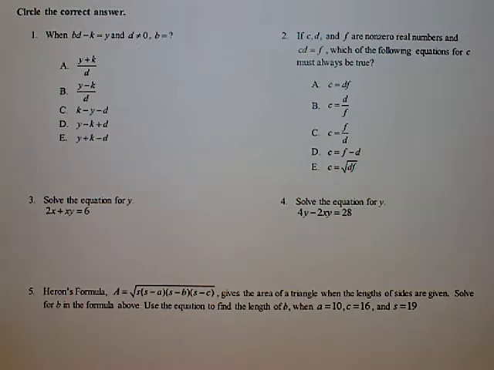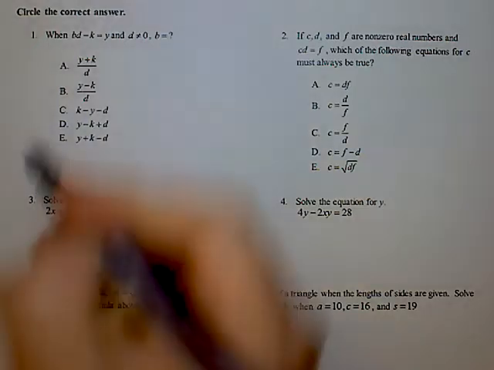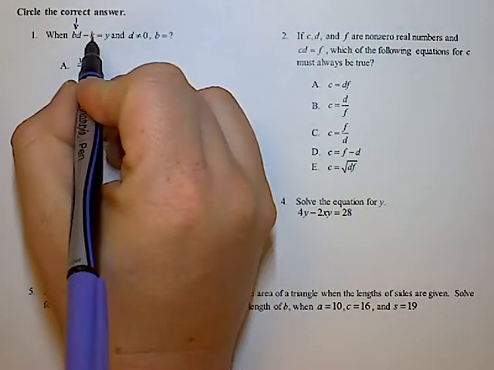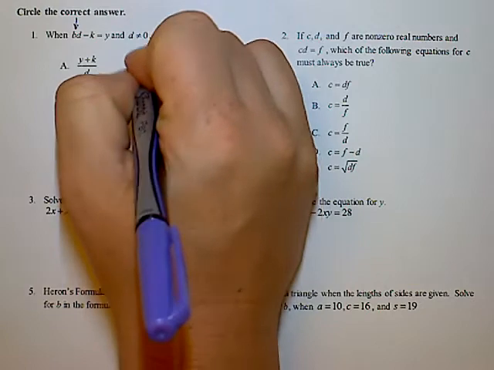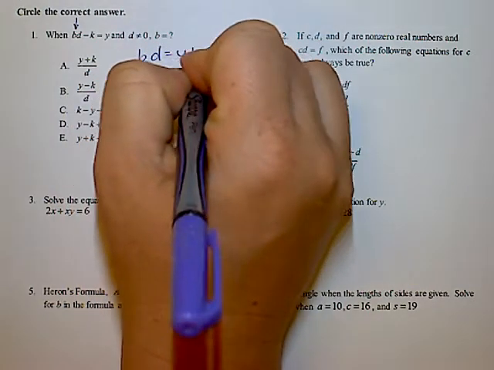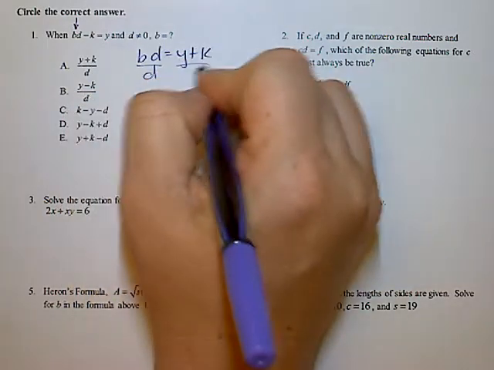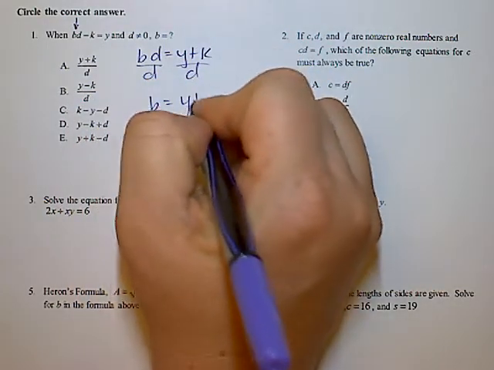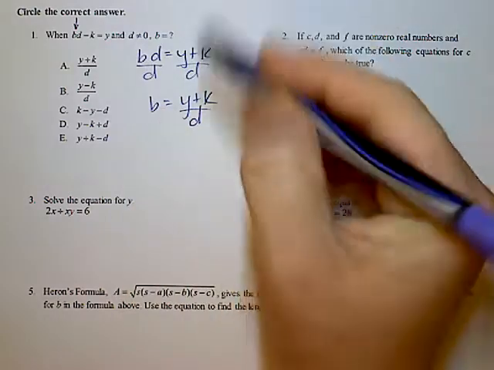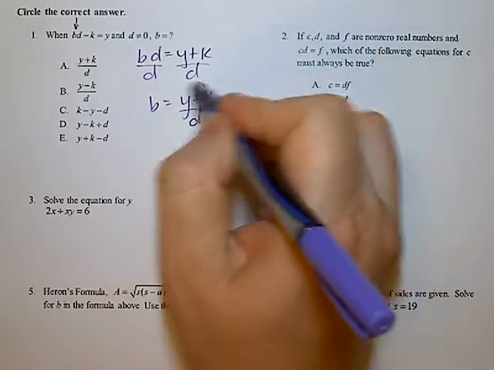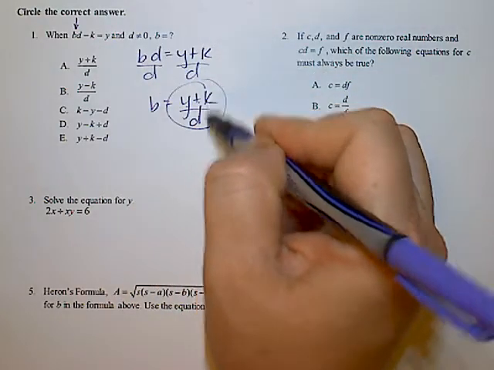Number 1: when b times d subtract k equals y, and d is not equal to 0, what is b? So we're going to solve for b. I'm going to start by moving the k to the opposite side by adding opposites, subtracting is adding, and then dividing by d. Assuming that d is not equal to 0, this would be our correct answer: y plus k divided by d.